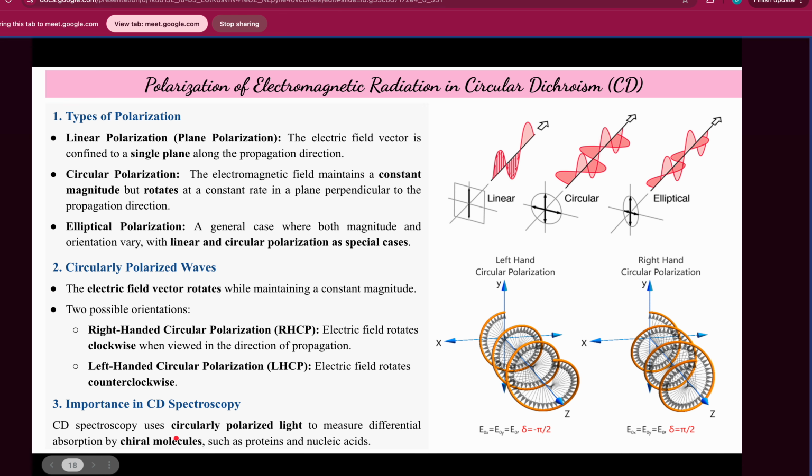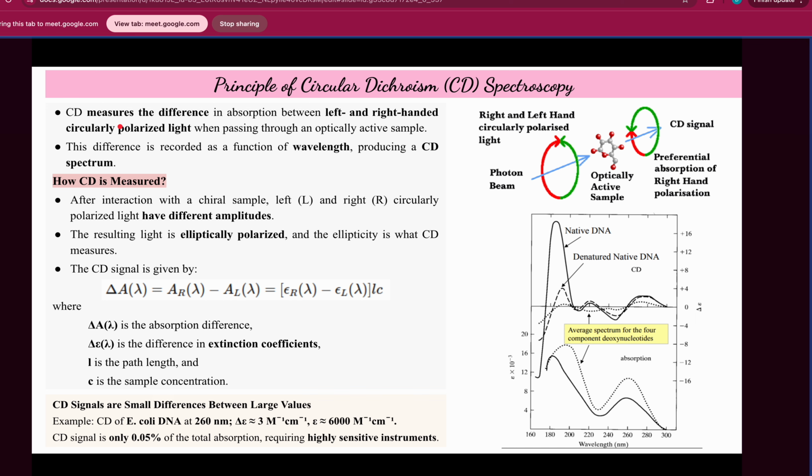And CD spectroscopy is based on the differential absorption of these two. So this is an example. A light beam is passing, so it will have an equal contribution from both right- and left-handed circularly polarized light. Now, if I keep some optically active compound in the middle, each compound can absorb these two lights differentially. For example, in this case, it has a preferential absorption for right-handed circularly polarized light, so it will absorb my right-handed circularly polarized light.